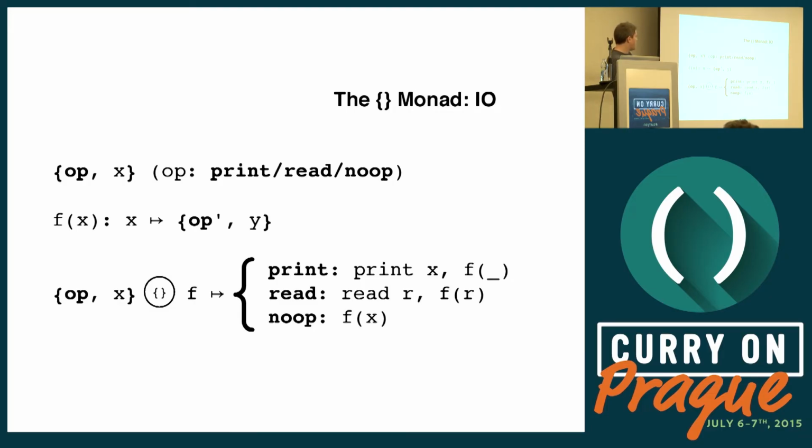So how do we compose op(x) with f? So if op is print, the composition rule is going to print x to the console and evaluate f with no parameters. If op is read, the composition rule is going to ignore x, read a string from the console, and pass that into the next function in the chain, into f. And if op is no-op, then we just take x and pass that into f.